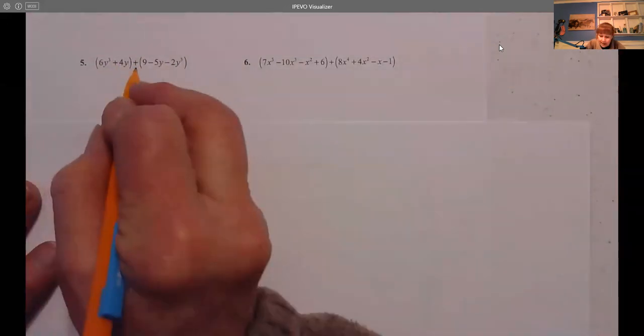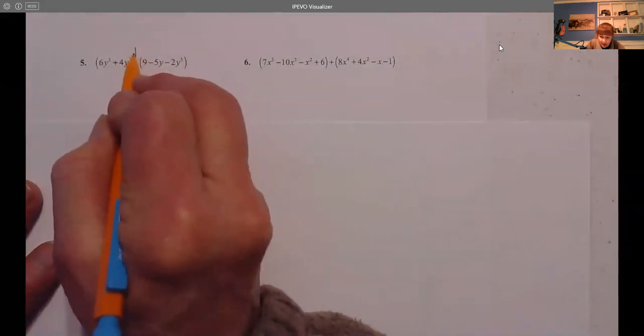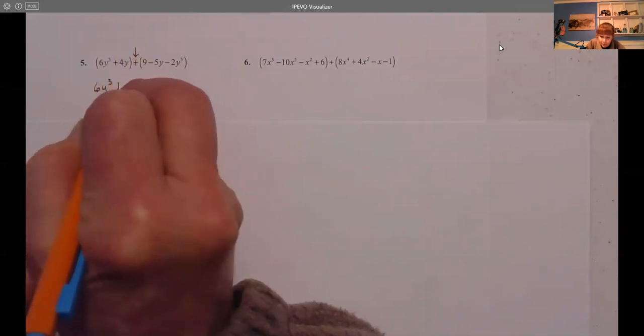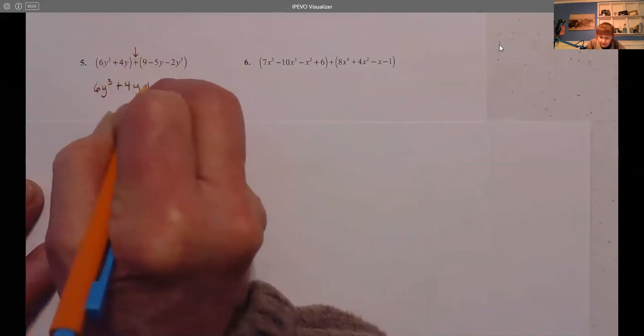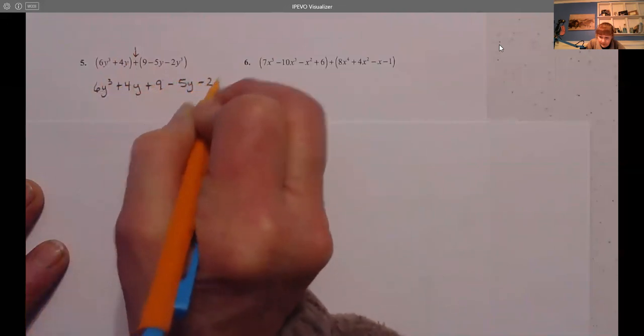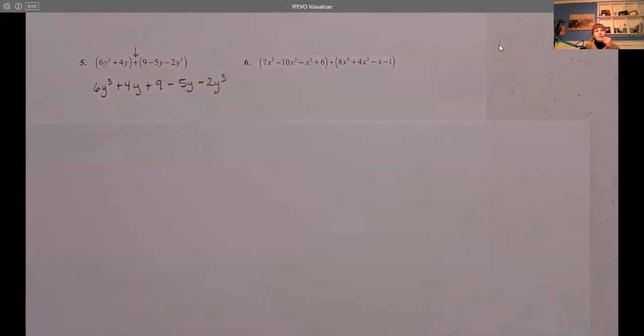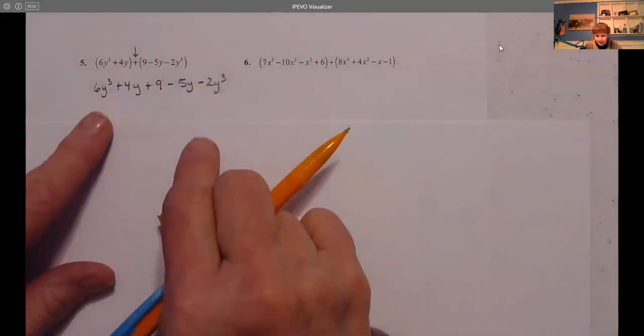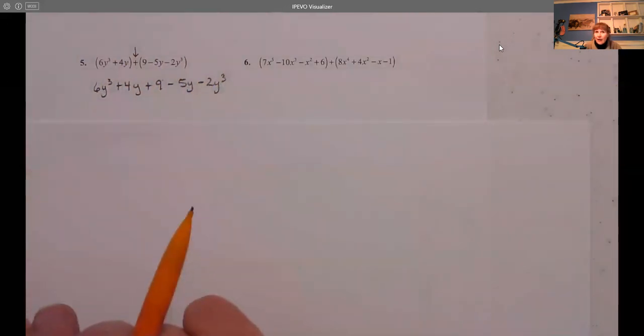Because it is a plus sign, I'm going to drop these parentheses and rewrite it without them. Then I'm going to look at the individual terms and combine the coefficients of like terms. When I say like terms, it means that the variables and their exponents are exactly alike.